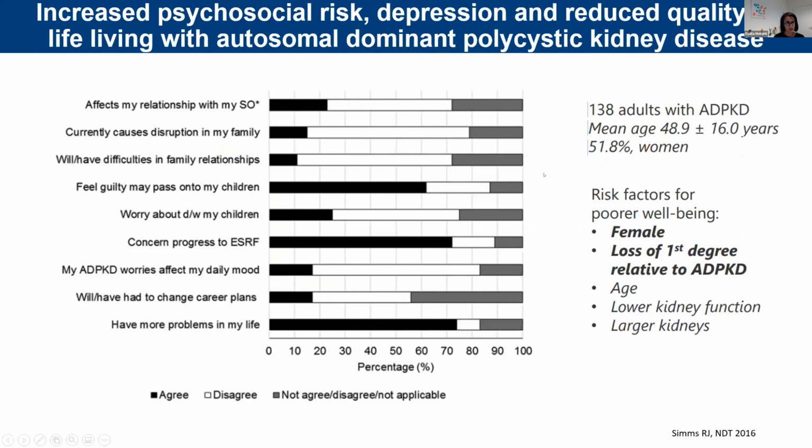When asking patients with ADPKD about their feelings, we see that they have increased psychological stress and depression. The main three points that arise from this survey are that they feel guilty because they might pass the disease to their children. They are concerned about end-stage kidney disease, and they have a lot of concern that they might have problems in their life with ADPKD.